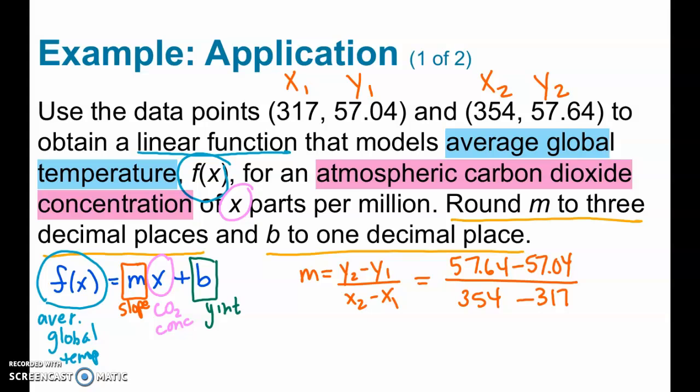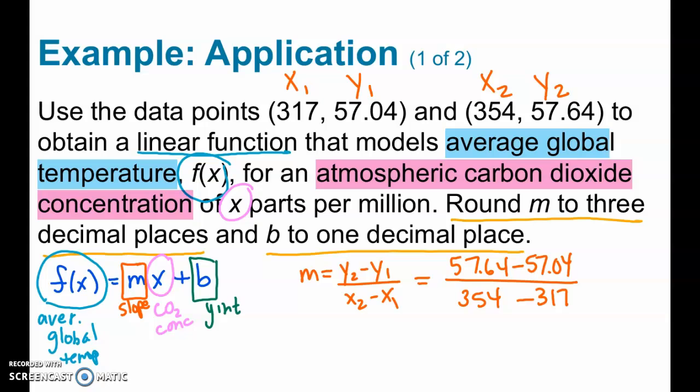So the first thing we have to do is find the slope. What we did first is we labeled the points x1, y1 and x2, y2. And then we take them and put them into the slope formula. Now, instead of doing this by hand, I'm going to grab the calculator.